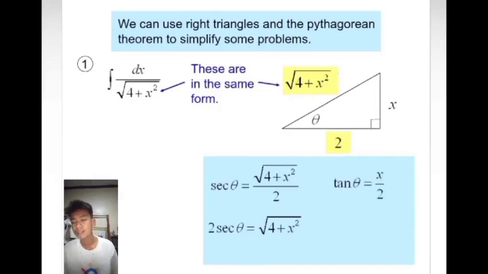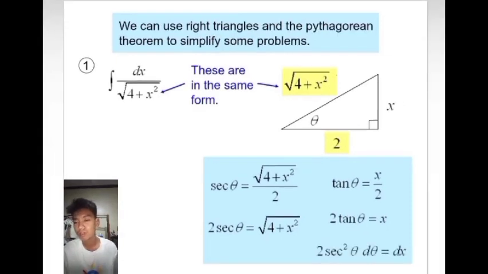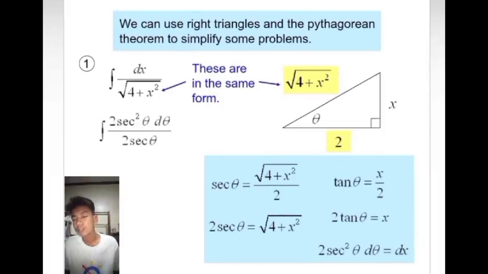Tangent theta is equal to x over 2, so 2 tangent theta is equal to x. Now we have the value of x. 2 secant squared theta d theta is equal to dx. Then substitute the trigonometric function in our integral.